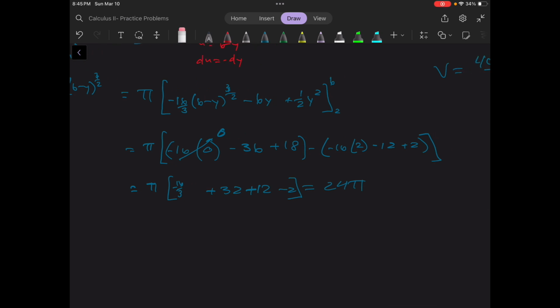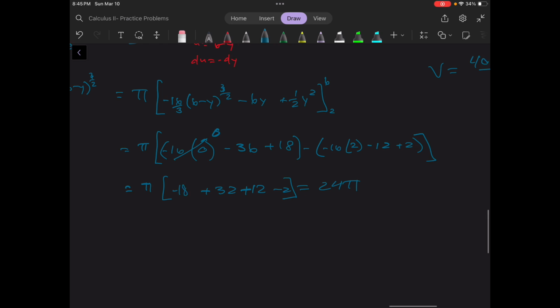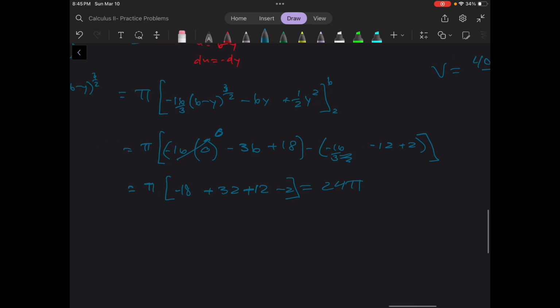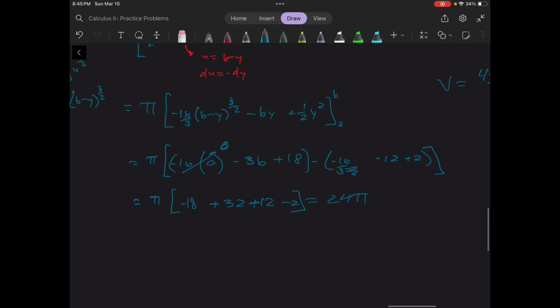or let's see, that's going to stay the negative 18, but it's this right here that's going to change, because it's not a negative 16, it's a negative 16/3, and it's not a 2. We originally had 4 and a square root in there to get to 2, but now it's 4 to the 3/2 power. 4 to the 3/2 power is actually 8.